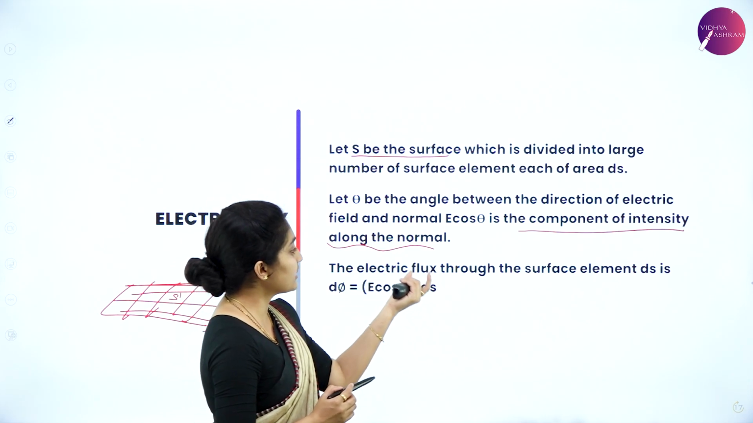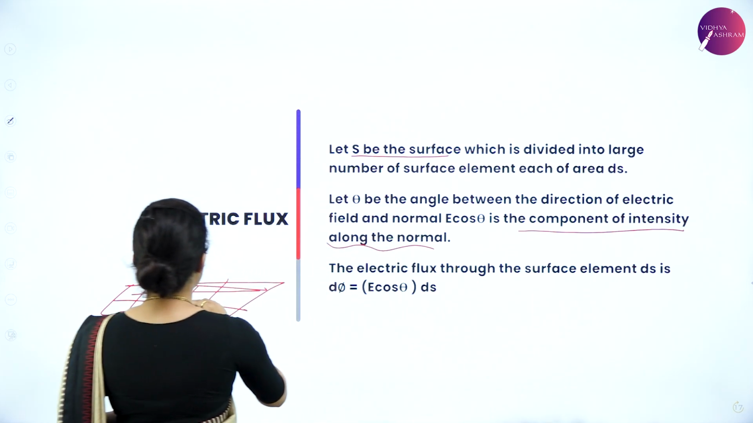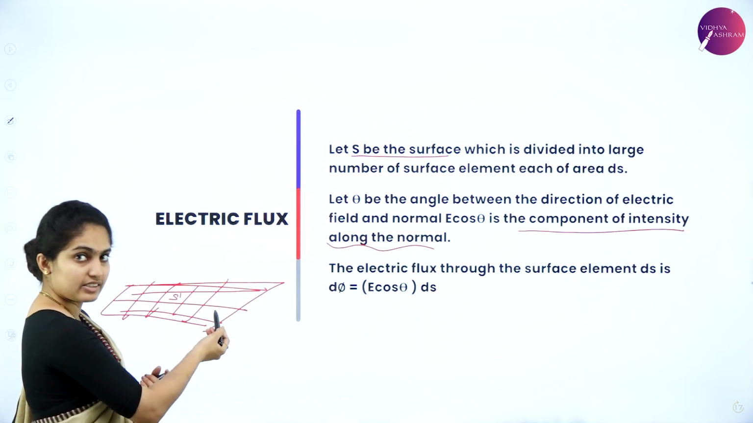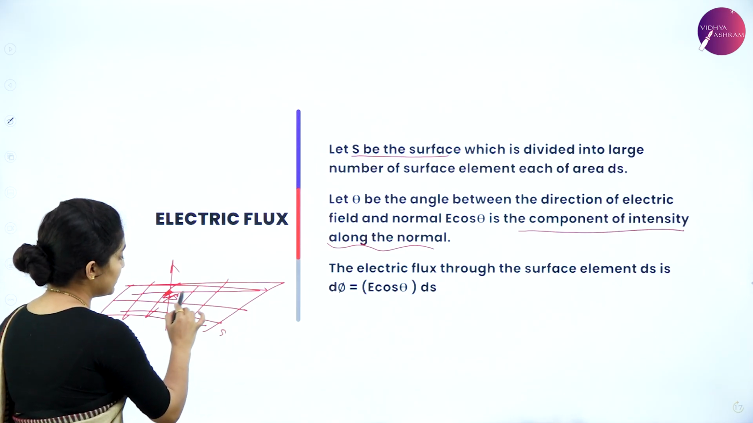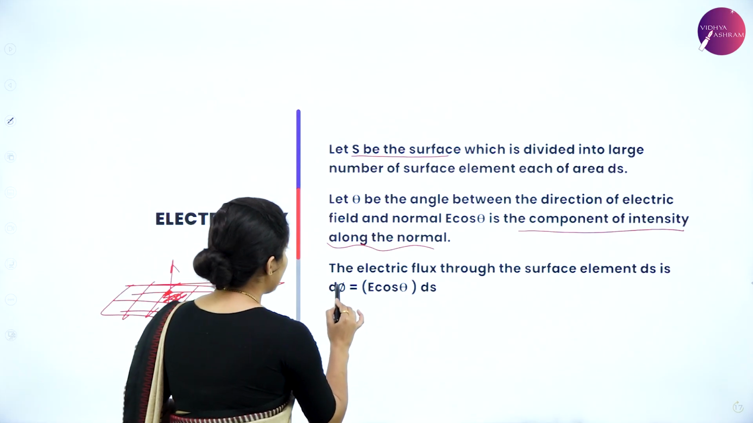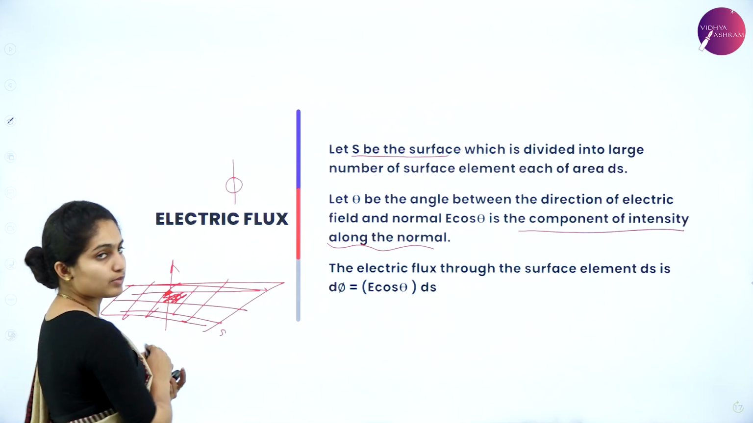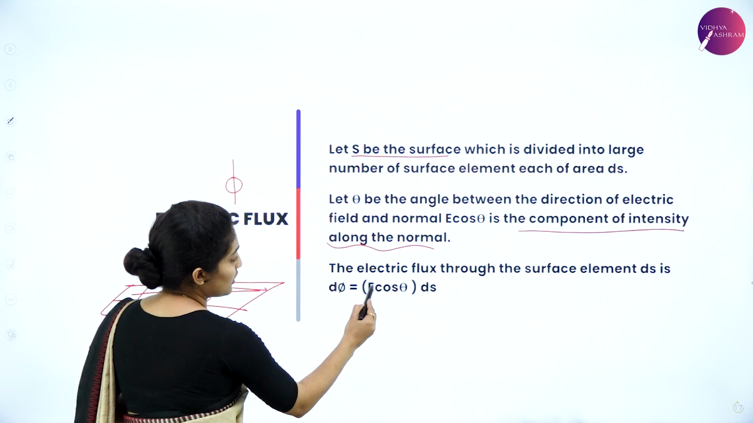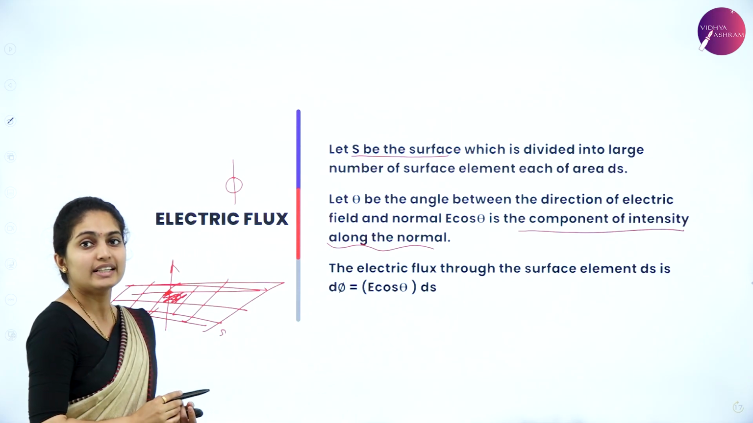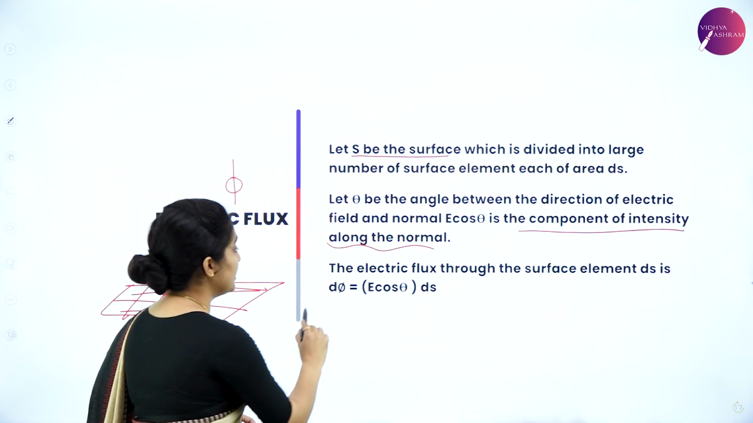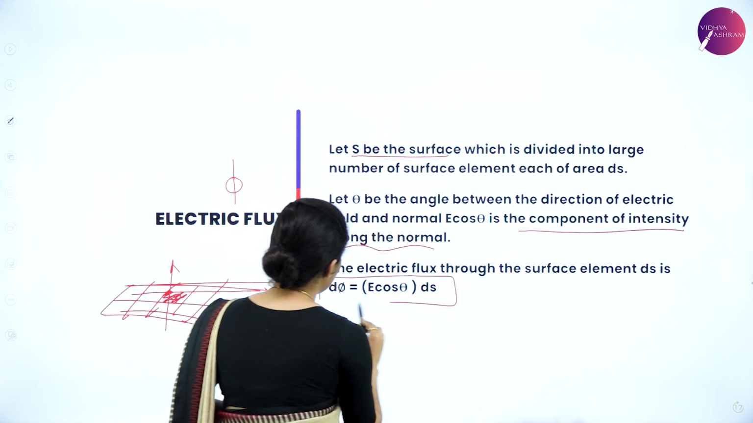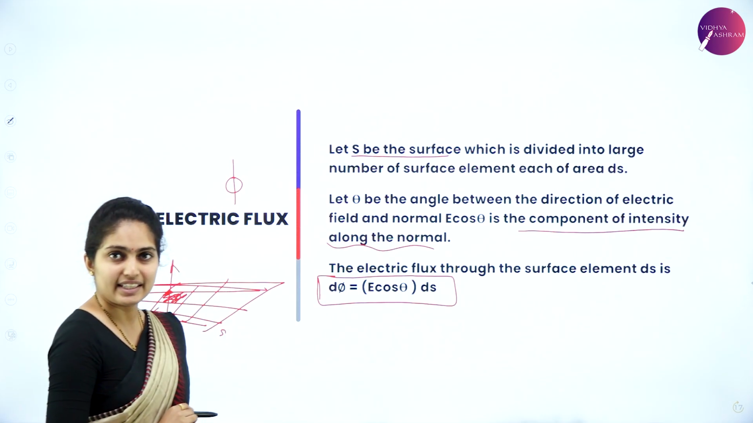Then the electric flux through that surface element ds, the flux through that surface element, turns out to be d phi. Electric flux is given in terms of phi. So the change in flux is equal to E cos theta into ds. This is your electric flux equation: d phi is equal to E cos theta into ds.